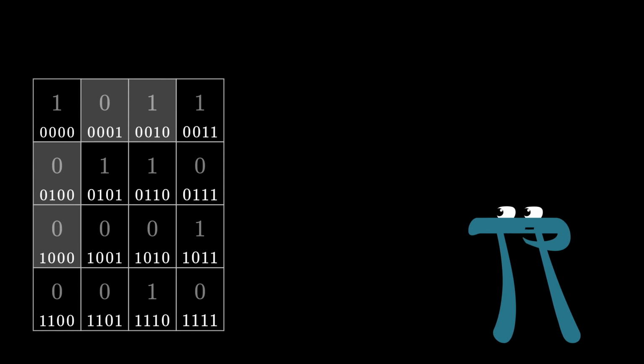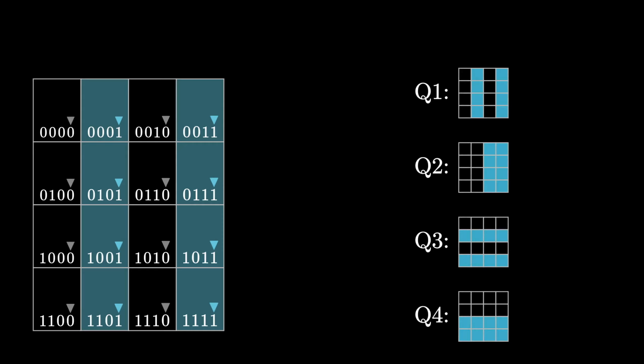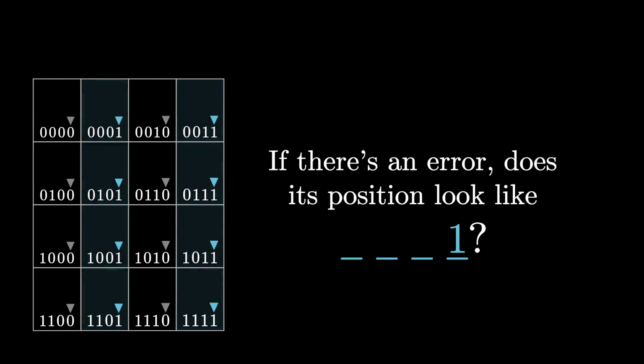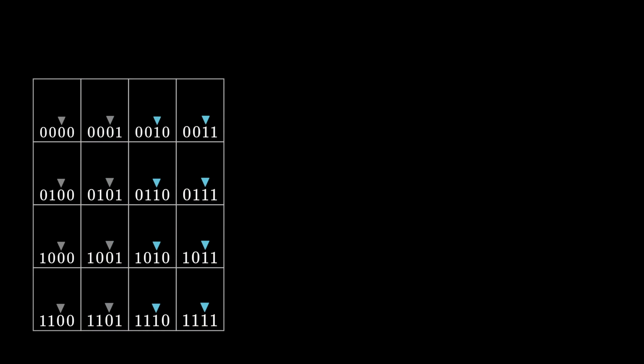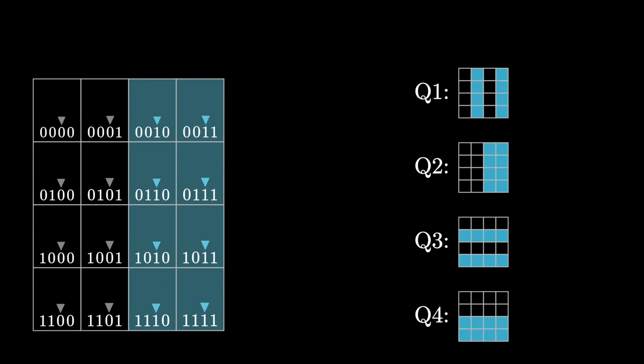It's worth it, though. Focus your attention just on that last bit of all of these labels, and then highlight the positions where that final bit is a 1. What we get is the first of our 4 parity groups, which means that you can interpret that first check as asking, hey, if there's an error, is the final bit in the position of that error a 1? Similarly, if you focus on the second to last bit and highlight all the positions where that's a 1, you get the second parity group from our scheme.